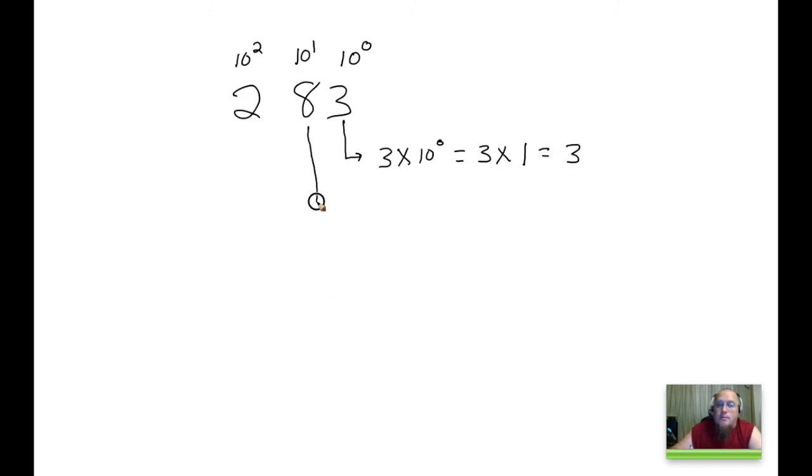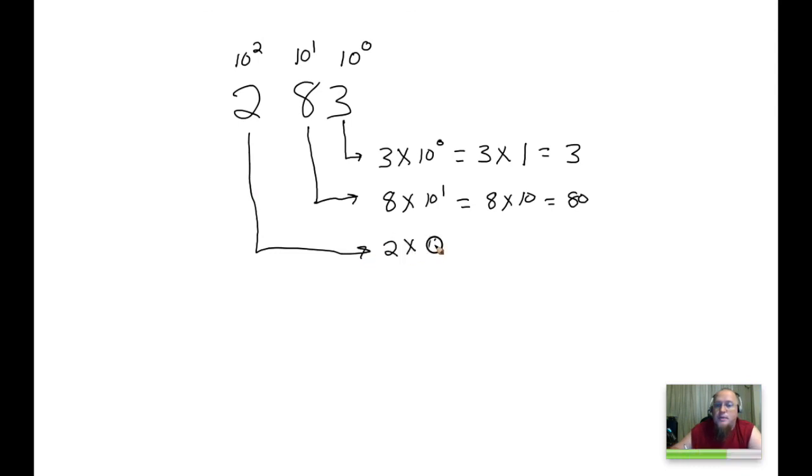Then this column represents 8 times 10 to the 1, which equals 8 times 10, which will equal 80. And then this column represents 2 times 10 to the second, which equals 2 times 100, which equals 200. And as you can see, if we add all these up, we get 283. So that's what I wanted to explain about the process.